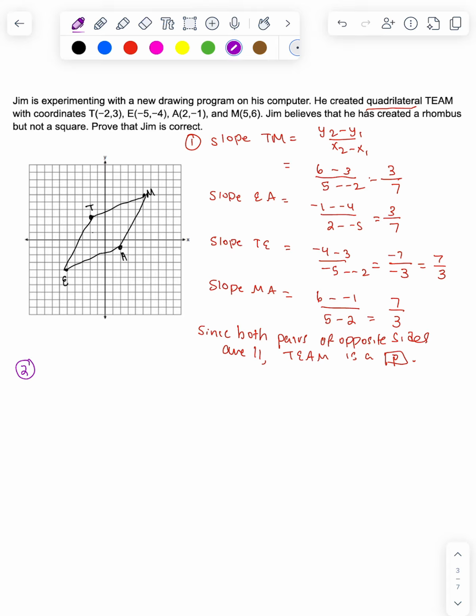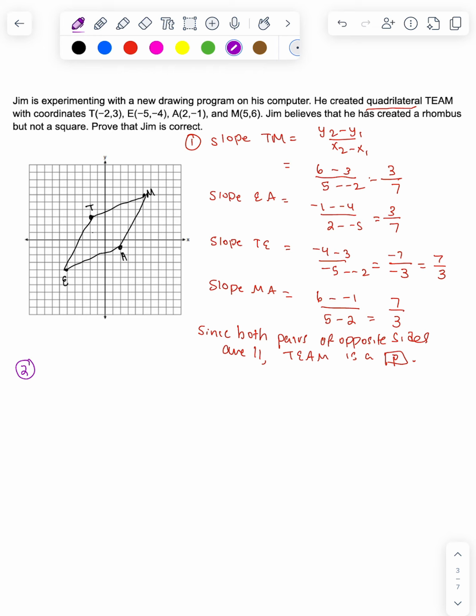So I can take any two sides and find the lengths and show that consecutive, or adjacent, sides are congruent. That means that all the sides are equal and means it's a rhombus. You don't have to do all 4 sides. You can take any 2 next to each other. So for example, I could take TM and MA, find the lengths, and show that they're the same. But I'm just going to do all slopes.